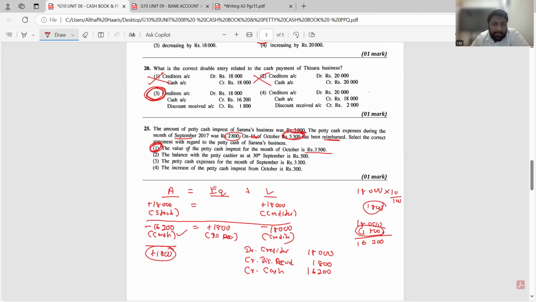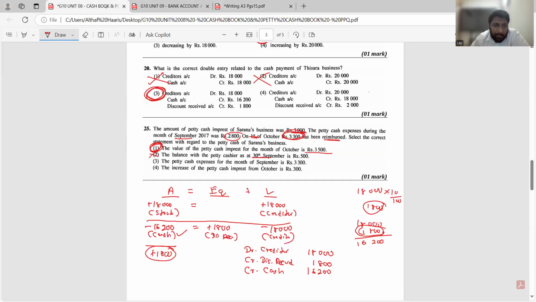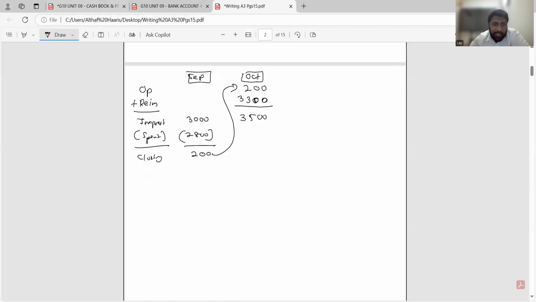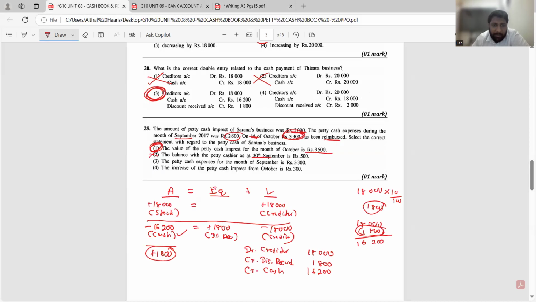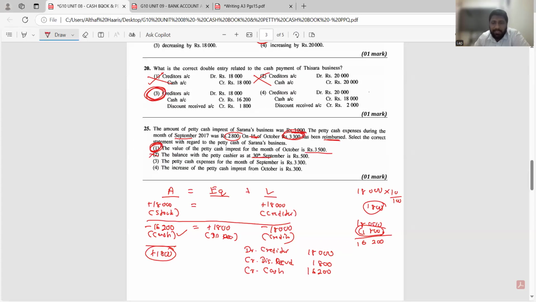The balance with the petty cash here on 30th September is 500. Remaining on 30th September, 200. The petty cash expenses for the month of September 3,300. Remaining 2,800. They have given it. The increase of the petty cash interest for the month of October is 300? No. 3,000 only has been increased to 3,500. It should be a 500 increase. So that is also wrong. Then the correct answer is directly the first one.